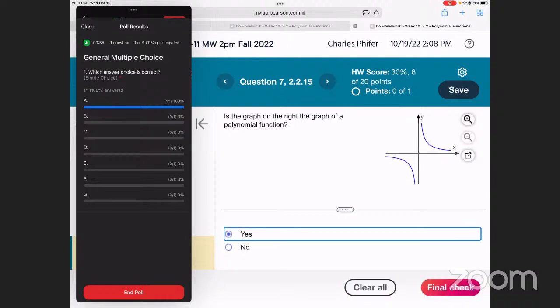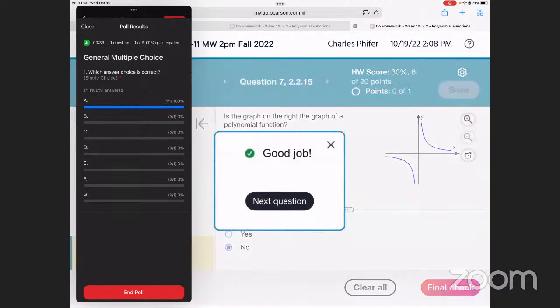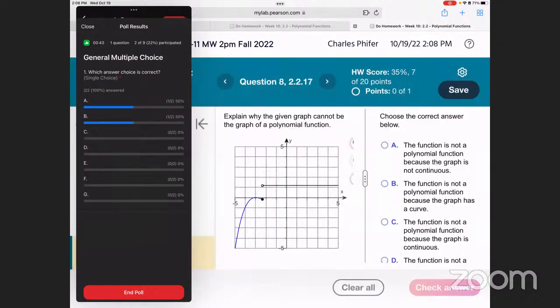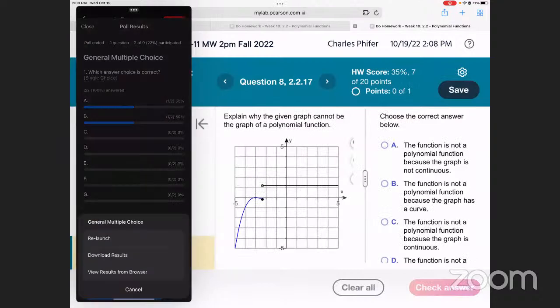So is it a polynomial function? We're going to say no. All right, it's not a polynomial. Okay, let's try the next question. What about this one? Let me relaunch this guy.